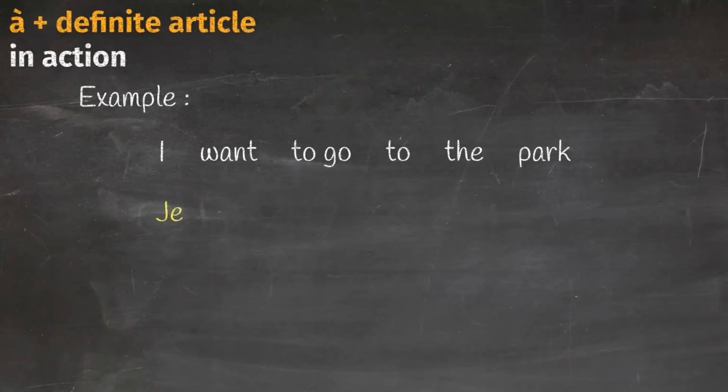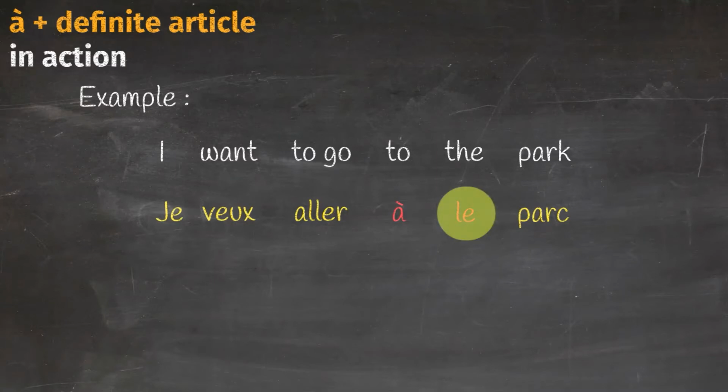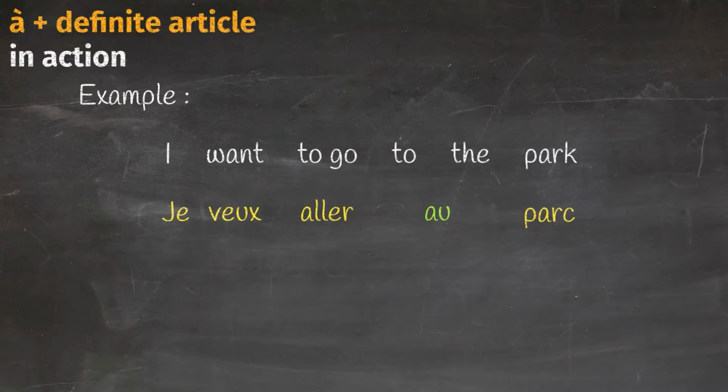I, je; want, veux; to go, aller; to, à; the, le; park, parc. Now, if you are wondering why I chose le as the definite article, please check this video for free. Here I can see the preposition à plus le. So as I understood, we need to combine these two. So the correct sentence is: Je veux aller au parc.